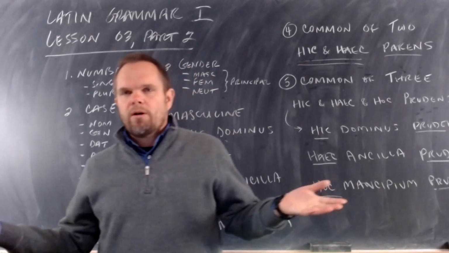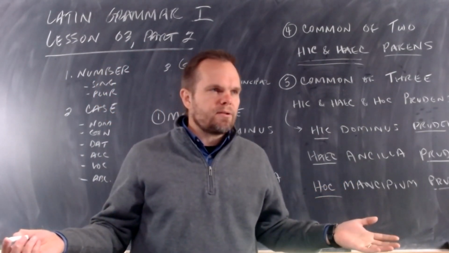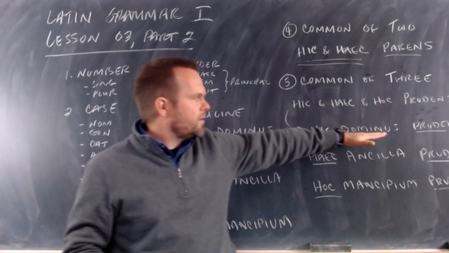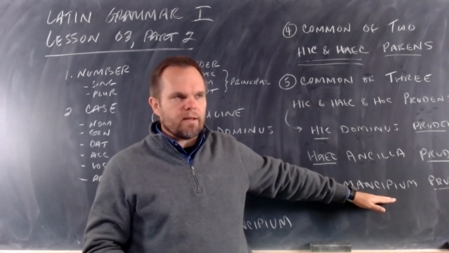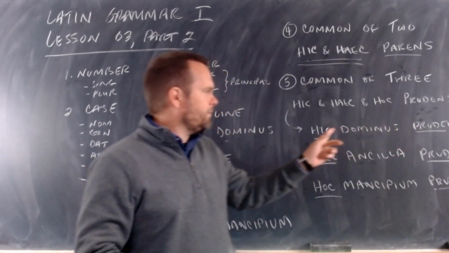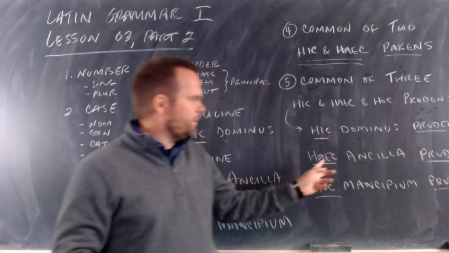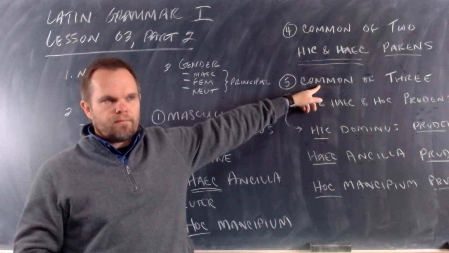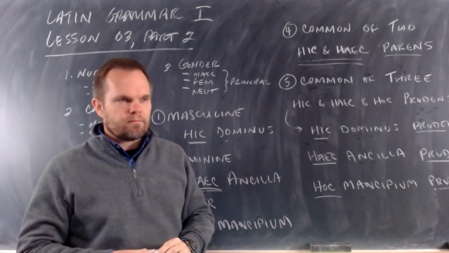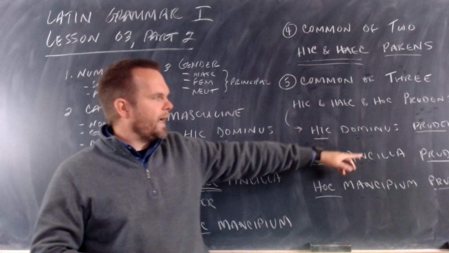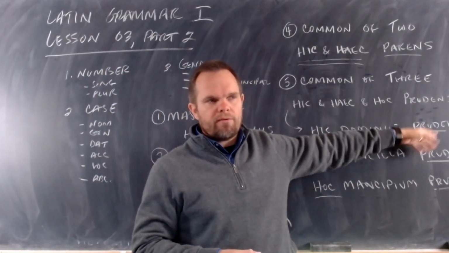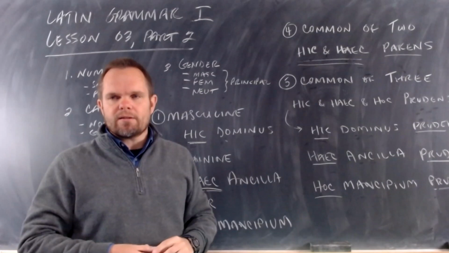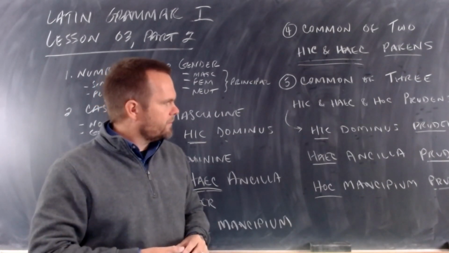So if I asked you, what gender is the word prudens, the answer is all three, right? It depends what other word it's used with. So prudens can be masculine, prudens can be feminine, prudens can be neuter. It's common of three. That's what this gender refers to. And this is true of adjectives that have one form for all of the three genders. And we'll study them later, like I think it's lesson 27. We'll study adjectives.